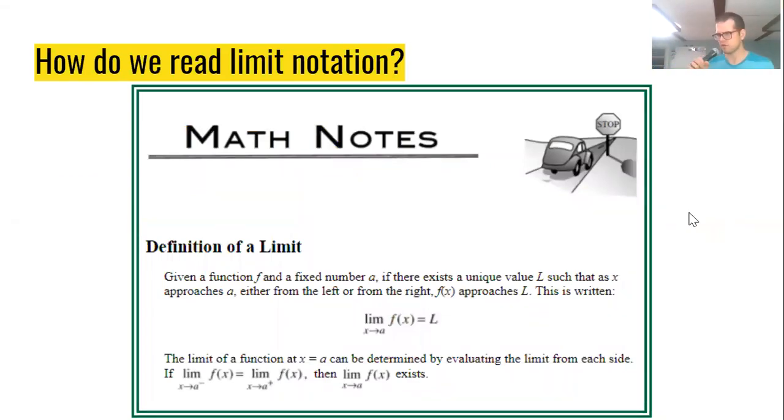So we already talked a little bit about how limit notation looks, but I just want to pull back some of the stuff that we did in pre-calc, looking at our math notes from pre-calc, like a definitional limit. We looked at this already and it's been in the reading. Given a function f and a fixed number a, there exists a unique value L such that as x approaches a, either from the left or the right, f of x approaches L. It's written like that. Again, the limit can be determined by checking if the left-hand limit and the right-hand limit both agree and exist.